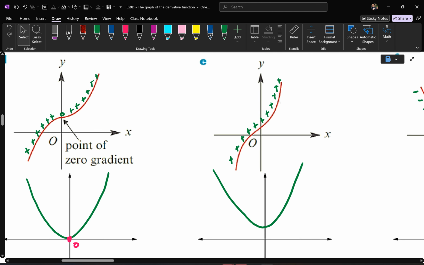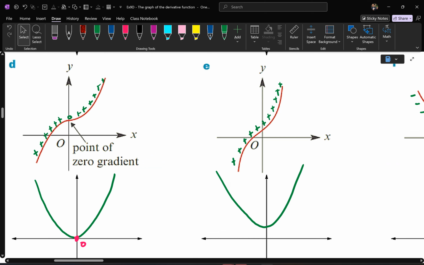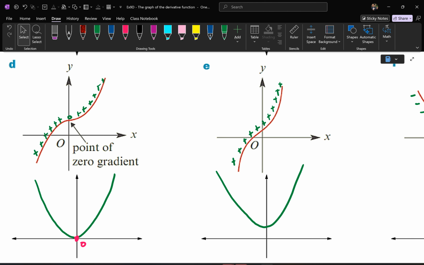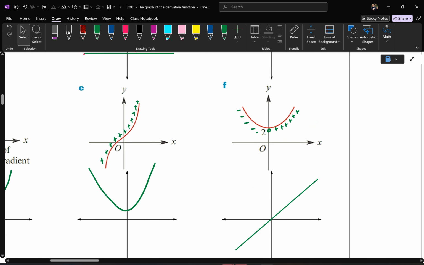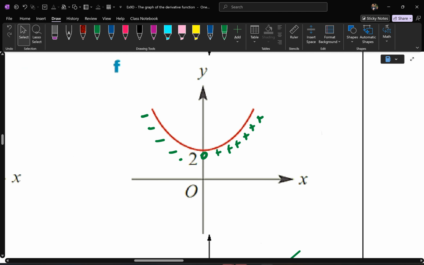E was slightly different in the sense that it didn't have a 0 gradient. You can't assume. So hence it doesn't touch the x-axis. So it should be a quadratic as well, but it doesn't touch the x-axis. Hands up if you got that correct. Okay, cool. I thought that would have tricked a few. And then your last one.